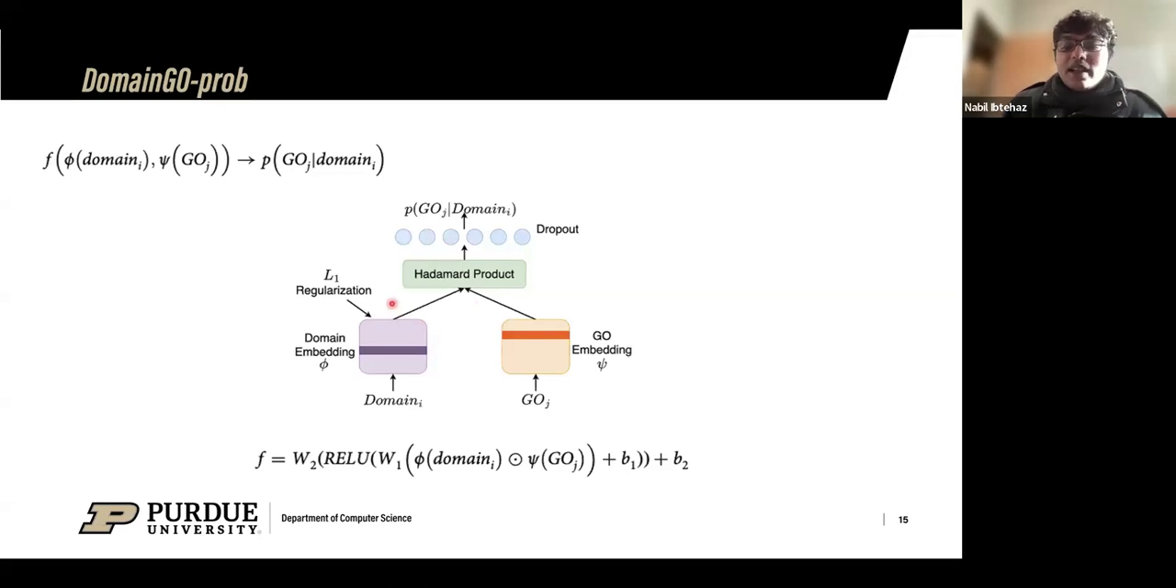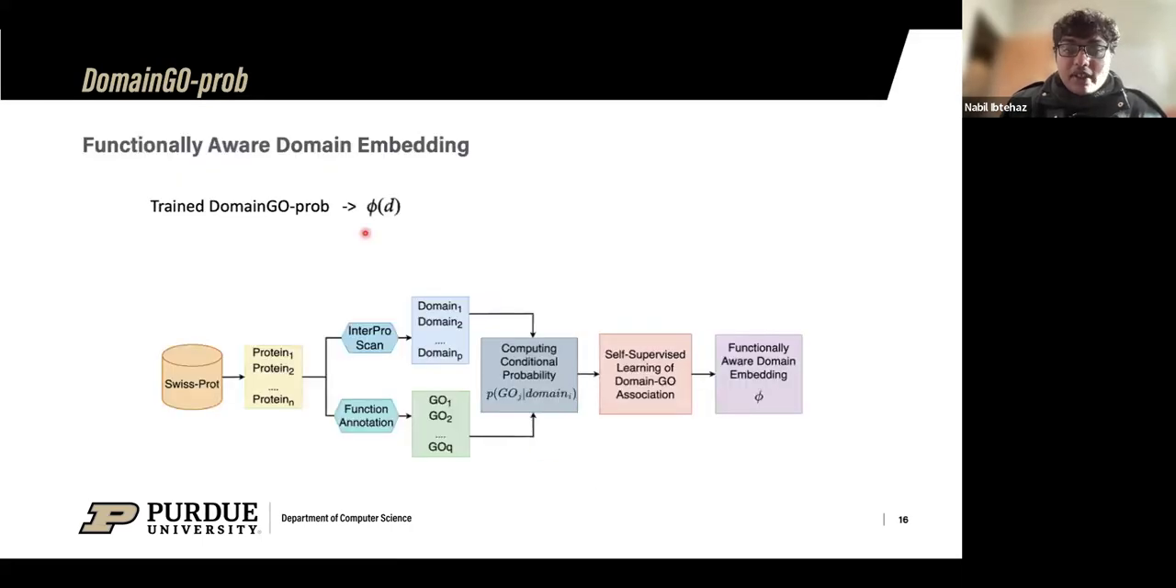So we also applied L1 regularization here. Therefore, ultimately, the bivariate function can easily be represented by a one-line equation, since the neural network is very simple. Now we have the model, so we need to train it to understand the functionally aware domain representation.